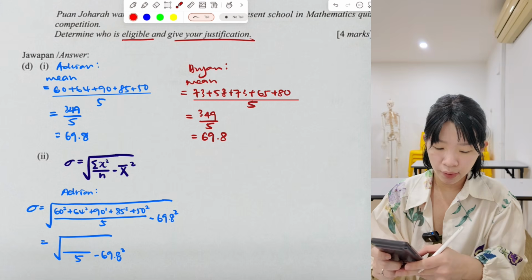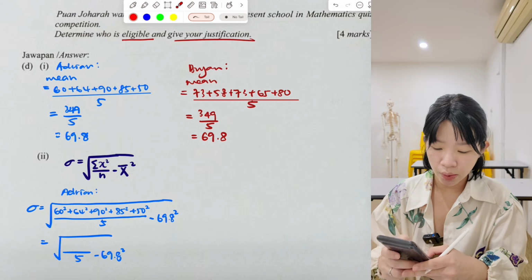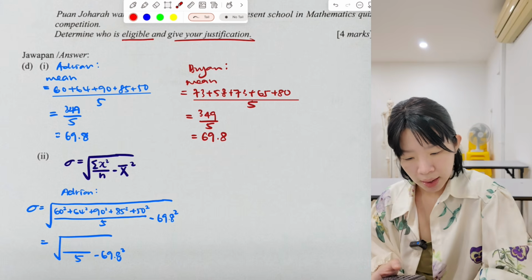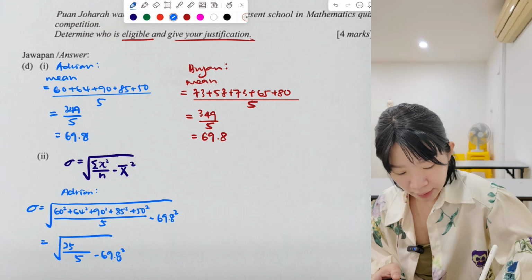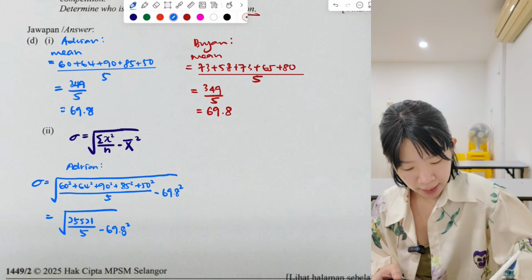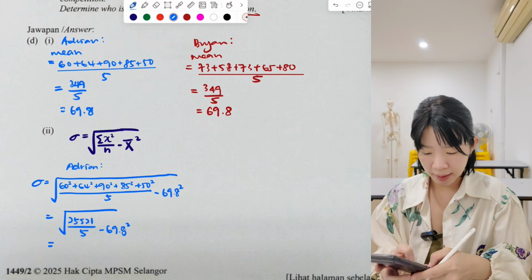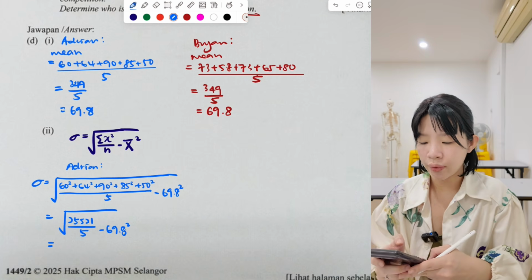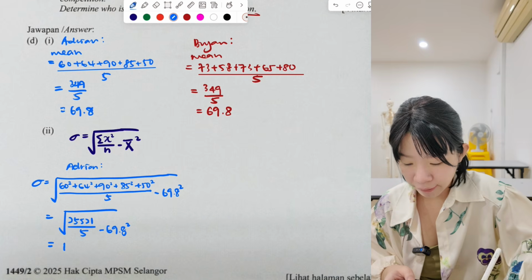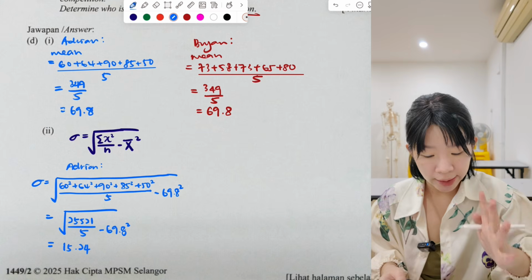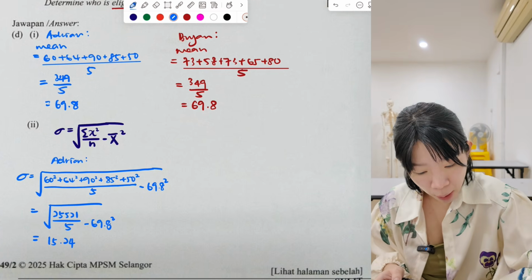60 square, 64 square, 90 square, 85 square, 50 square. Total up, this is 25,521. Divide by 5 minus 69.8 square, then square root the answer. We get 15.24. This one is for Adrian. Now, Brian.